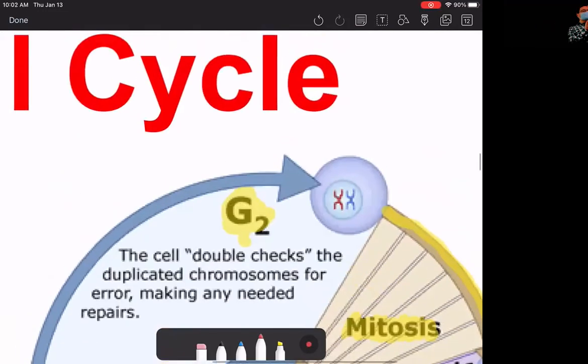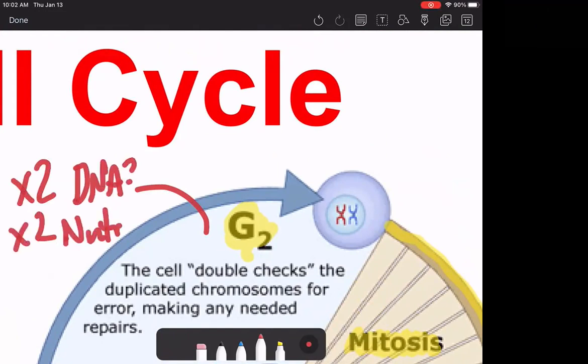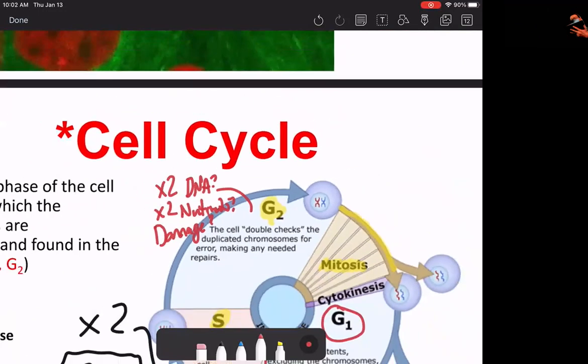I may as well just annotate that while I'm talking. So, times 2 DNA, times 2 nutrients. And is there any major damage that we detected? Because you do not want to set up to make a copy of a bad cell, right? So G2 is the final say: okay, we're a healthy cell, let's do this. Because if one cell's bad and you make 2 of them, now you're obviously causing a problem.